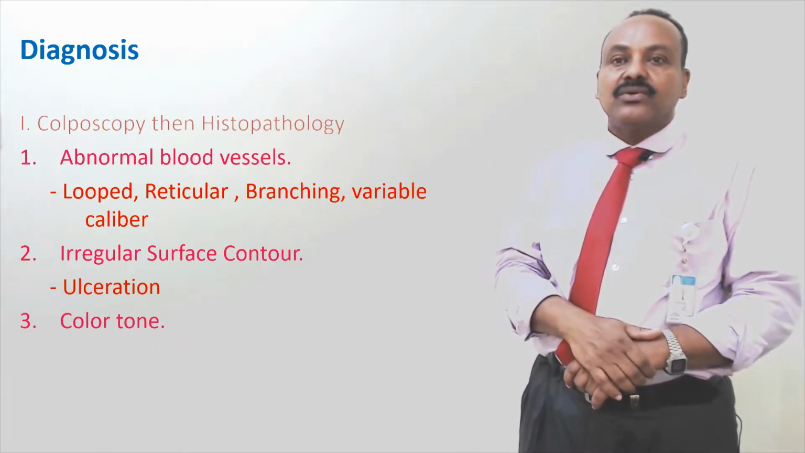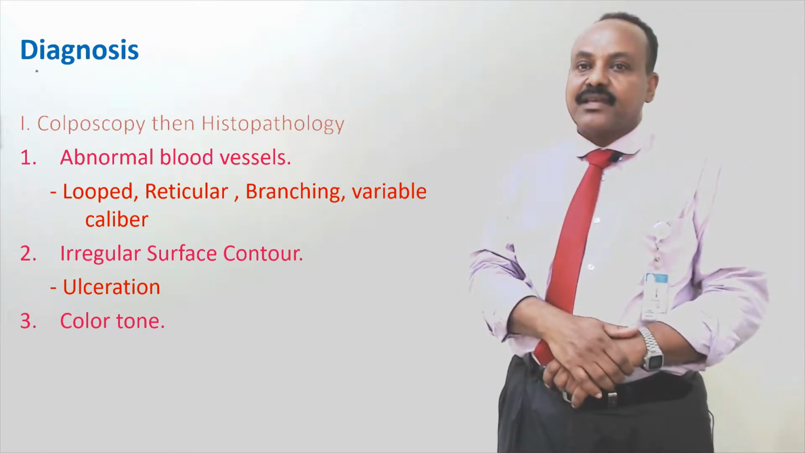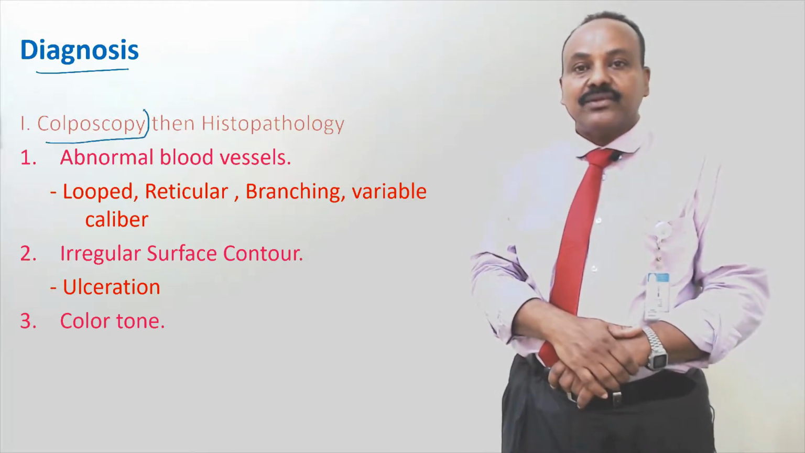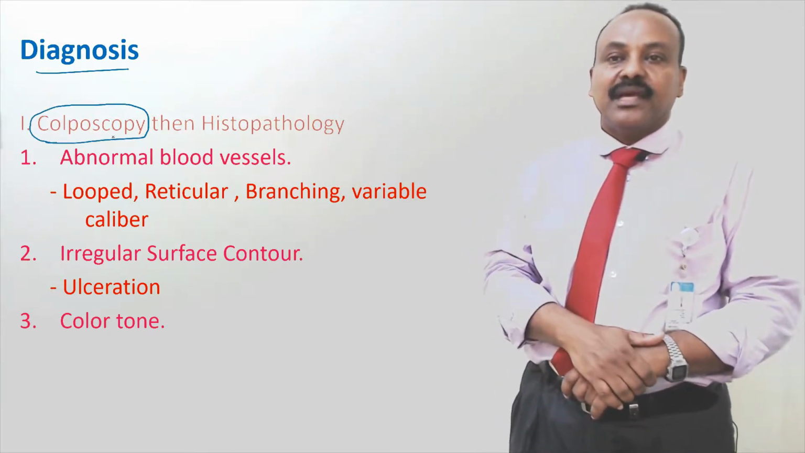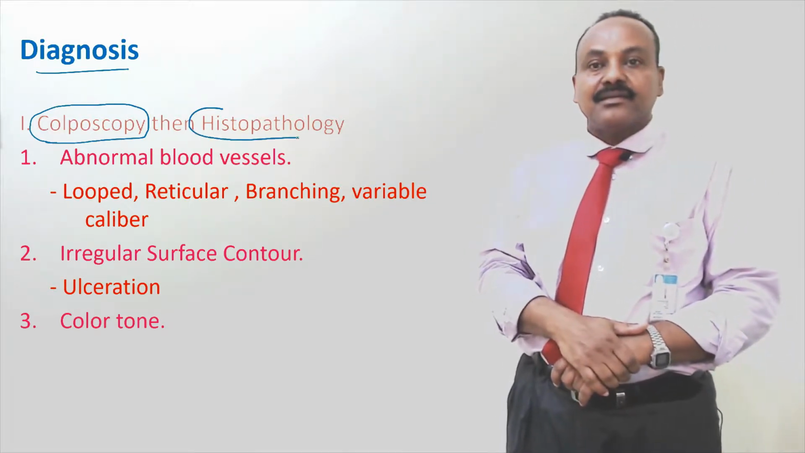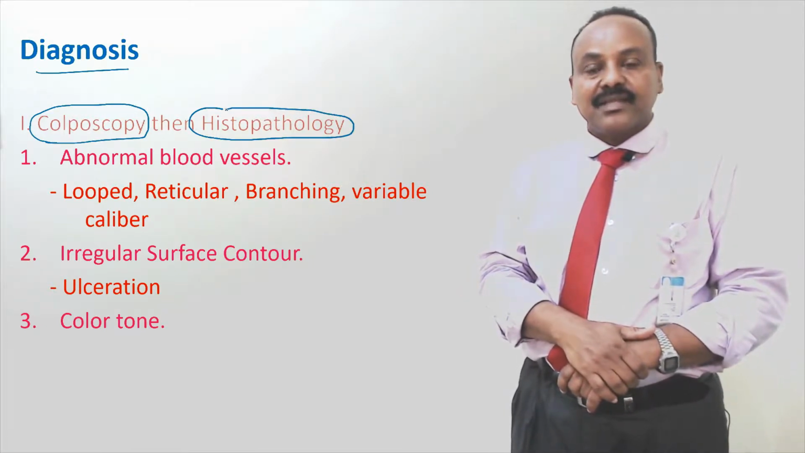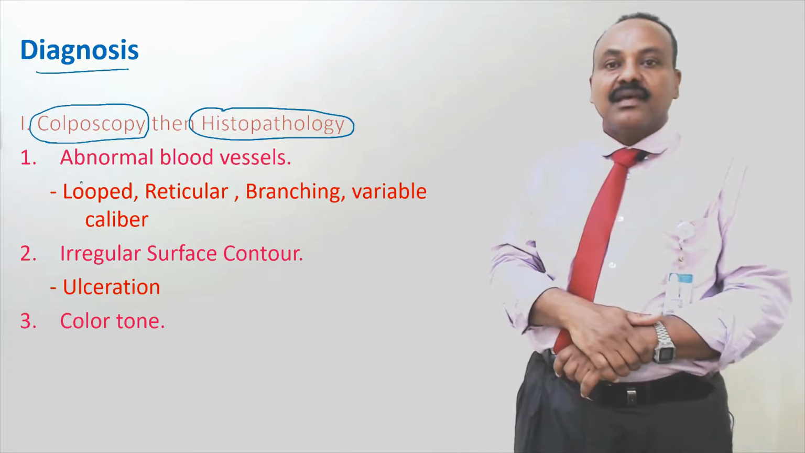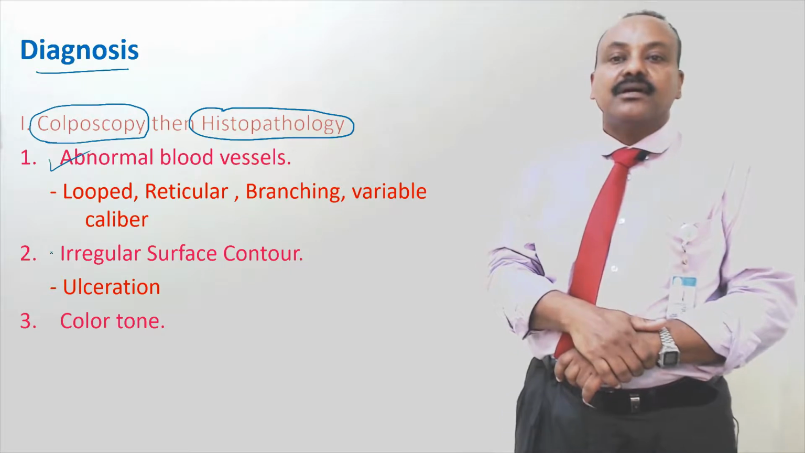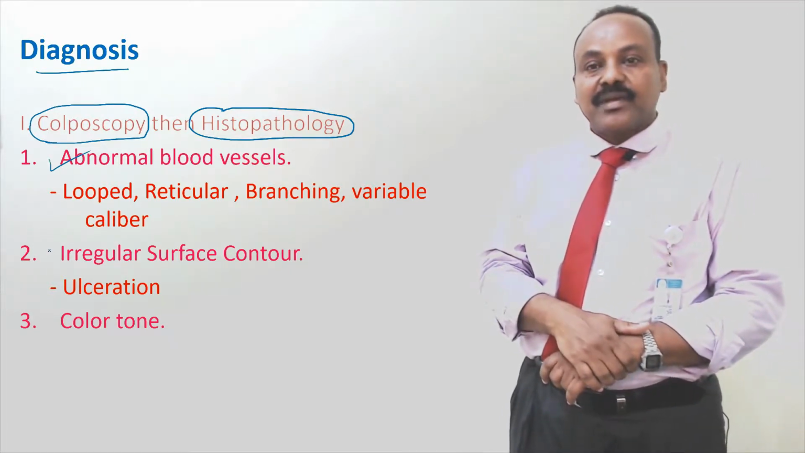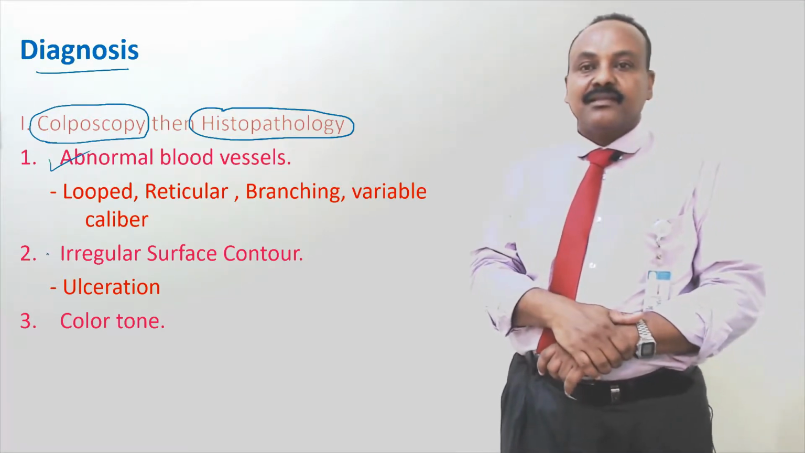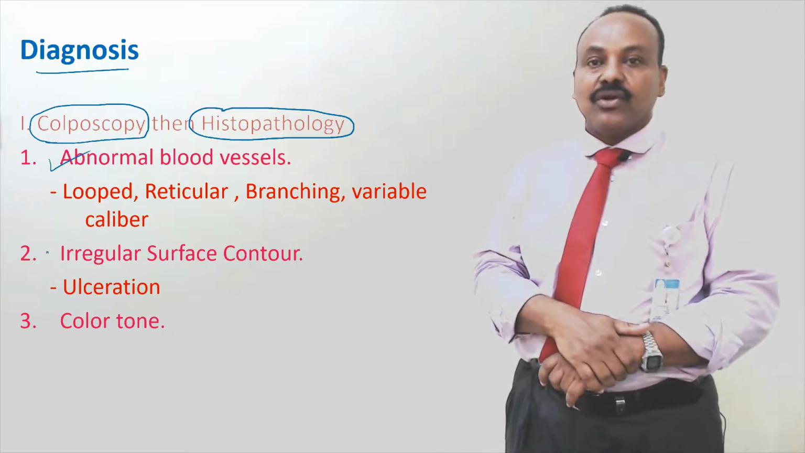Diagnosis: how we could diagnose cervical cancer. One of the methods of investigation to diagnose is colposcopy, then histology. Colposcopy means that you look at the cervix and you can see abnormal blood vessels, either reticular, branching, variable, and looped with a variable caliber. This is abnormal blood vessel. You can see it in colposcopy.